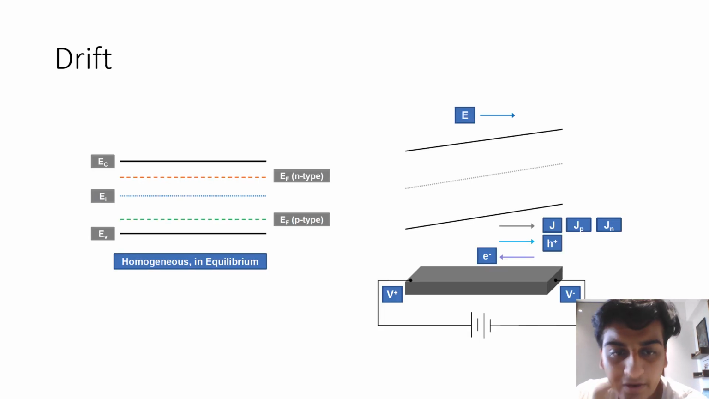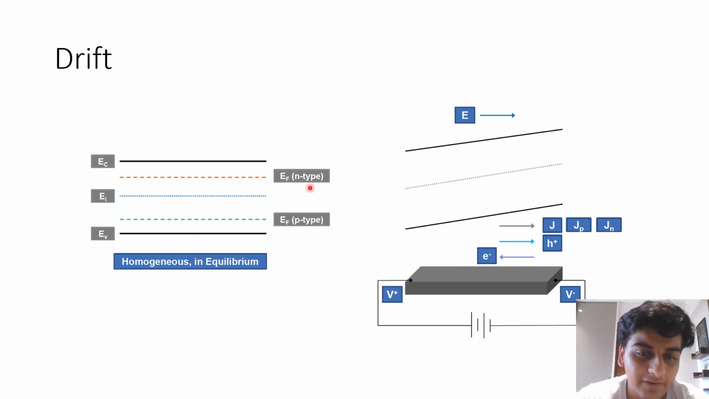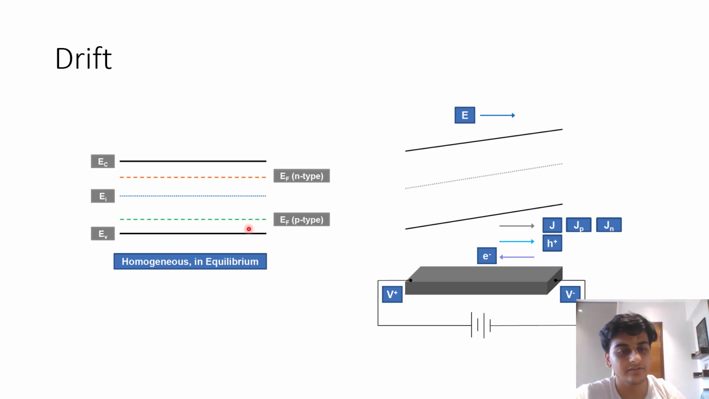Cool. So first thing I want to talk about is drift, right? So here they've given a normal band diagram which you have in equilibrium, which is something we've seen so far. If you have an N-type material, your Fermi level is likely to be somewhere near the conduction band. If you have a P-type material, it's likely to be somewhere near the valence band. This is something we've seen before. And the intrinsic Fermi level is roughly between the conduction band and valence band, almost accurately.